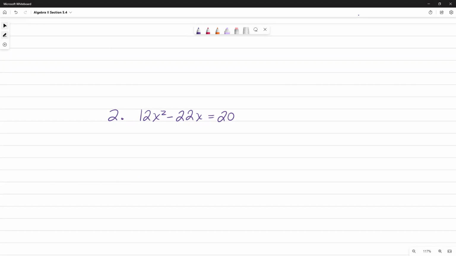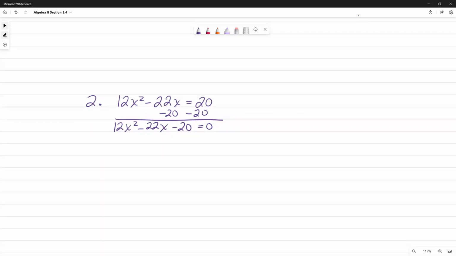Okay, so the second one is a little more complicated. This one we do have a quadratic trinomial, but again, we have to move the constant term, the c term, over onto the left side. So I have 12x squared minus 22x minus 20 equals 0.